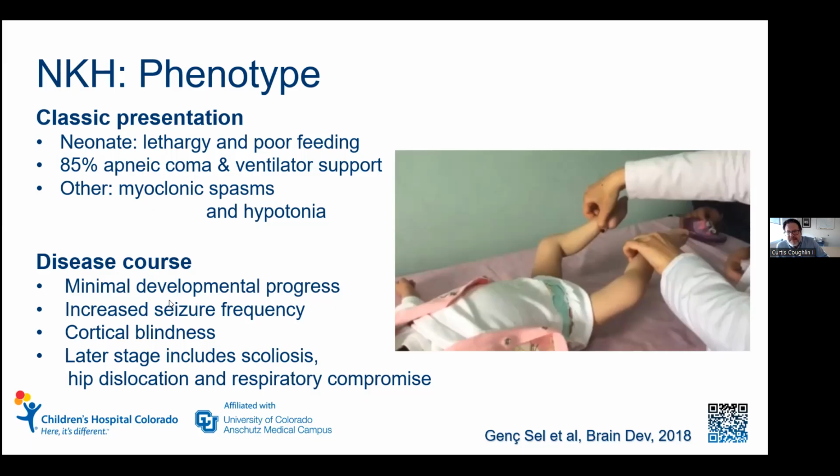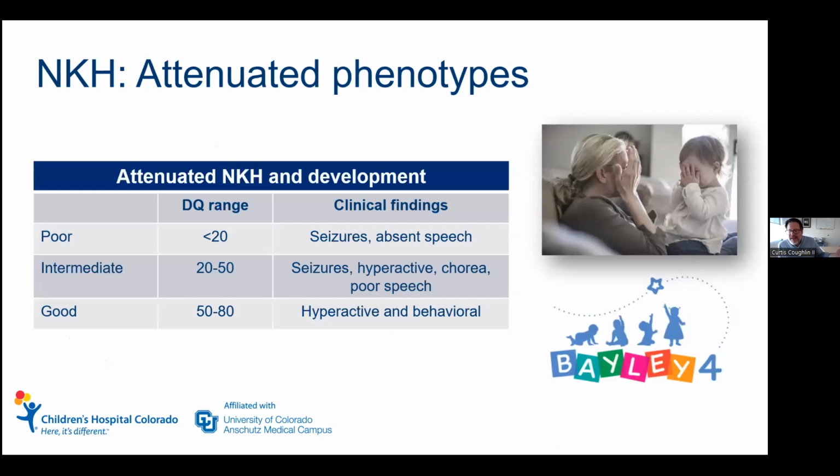Some things that maybe we don't think about as often, because we usually think about presentation, but over time, almost all of the patients develop a pretty severe cortical blindness, and they can have some significant orthopedic involvement. I think for any metabolic condition, usually there is a spectrum between severe, mild, and moderate phenotypes, and that is true in NKH as well.